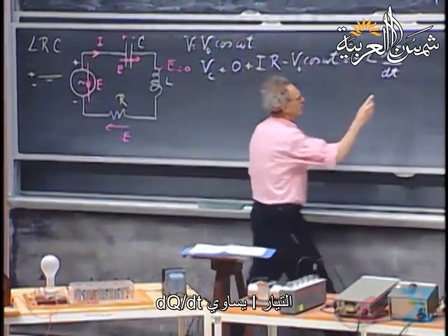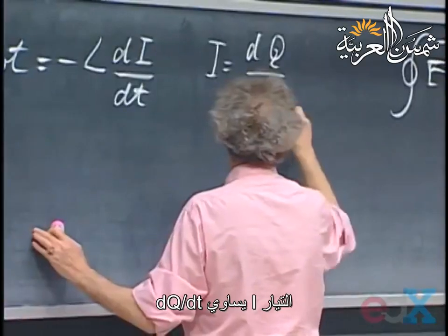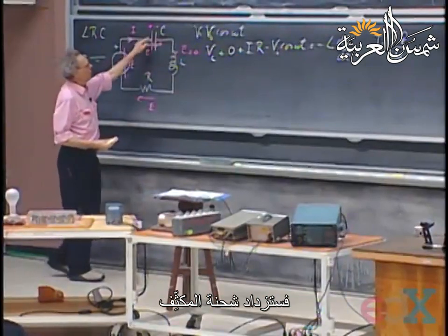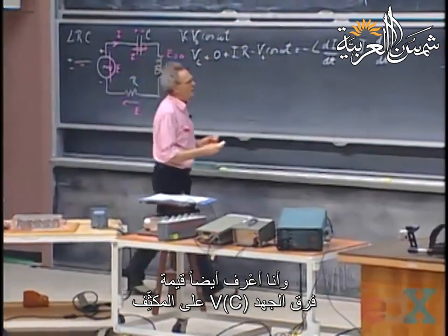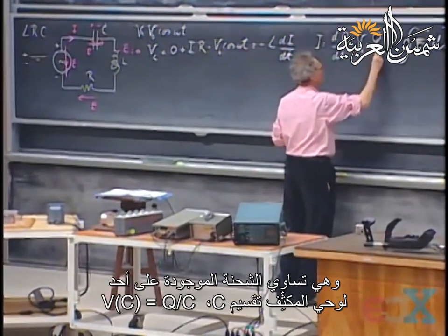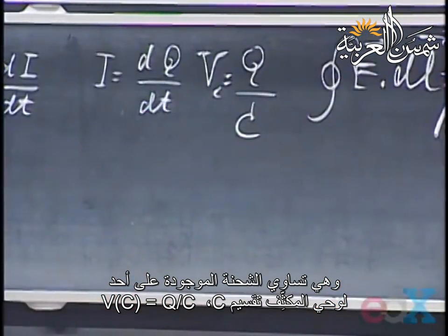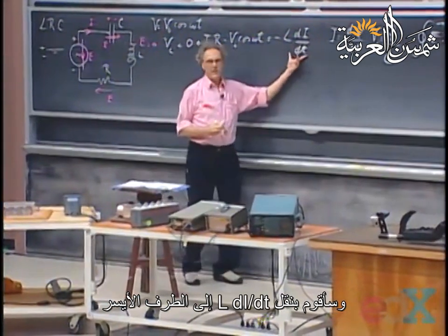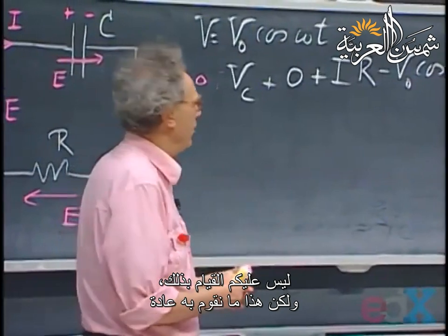The current equals dq/dt. If the current is positive in this positive direction, then the charge of the capacitor will increase. And I also know that V of C, the potential difference over the capacitor, is the charge on each one of the capacitor plates divided by C. And so I substitute that in this equation, and I bring the L dI/dt to the left side. That is conventionally done. You don't have to do that, but that's often done.